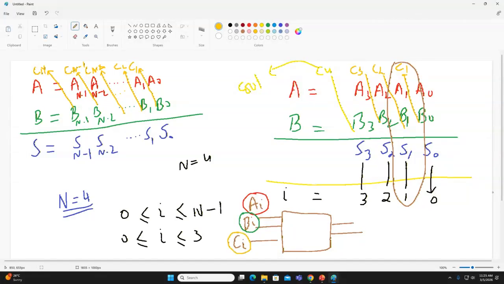And now we have some output. What is that output? SI and CI plus 1. The output is SI, and the second output is CI plus 1. It will go to the next stage. Any question? Clear?